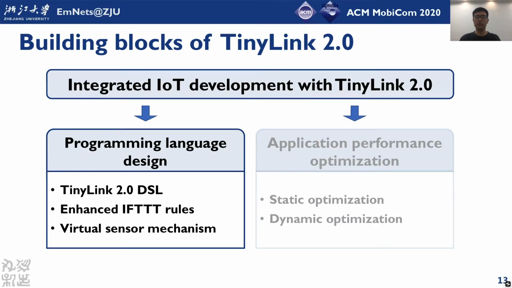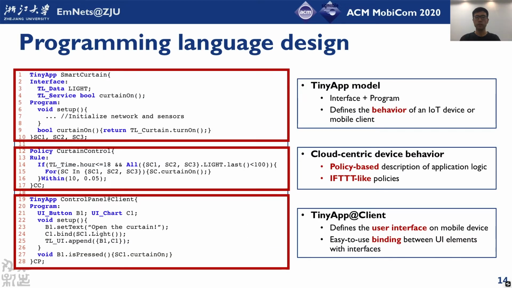First, let's dive into the programming language design of TinyLink 2. A TinyLink 2 application is written in three parts. The application logic is described in the FTDT-like rules. The TinyApp model defines the behavior of an IoT device or mobile client. We also provide UI-related APIs for mobile application development, such as the UI button and UI chart.